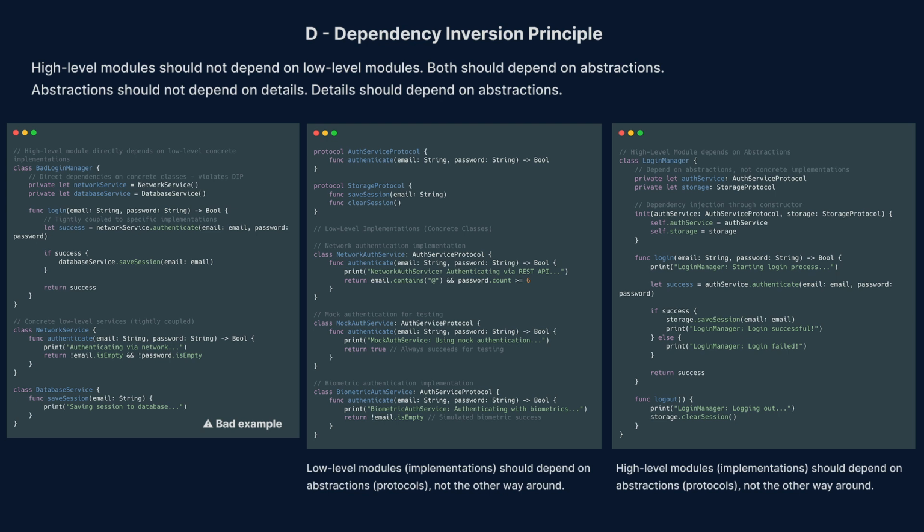In the context of a login module, this means that low-level implementations like network auth service, mock auth service, or biometric auth service should all conform to a common abstraction such as an authentication service protocol. Similarly, the high-level login manager should depend on this protocol, not on any specific implementation. This allows the login flow to remain flexible and testable, as different authentication strategies can be injected without modifying the high-level logic.